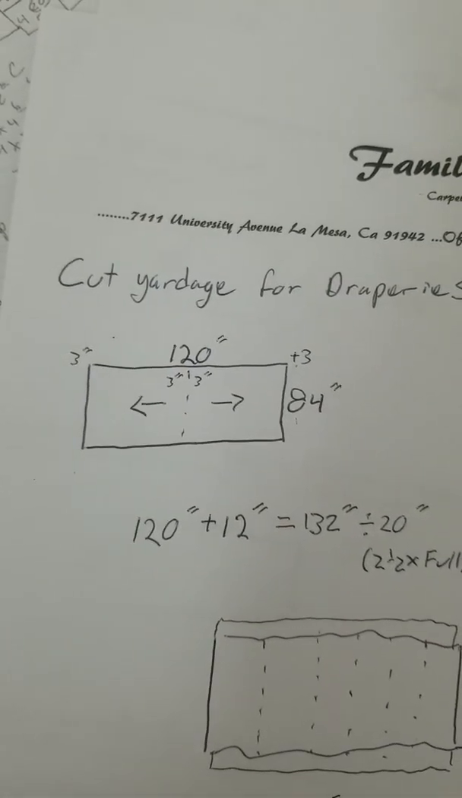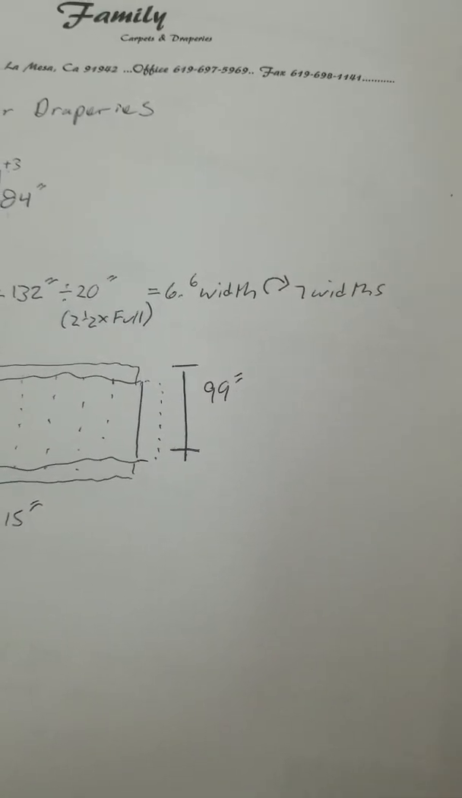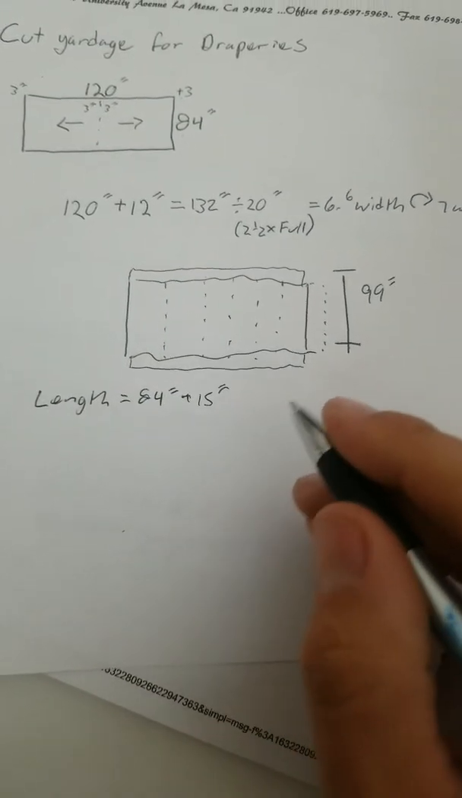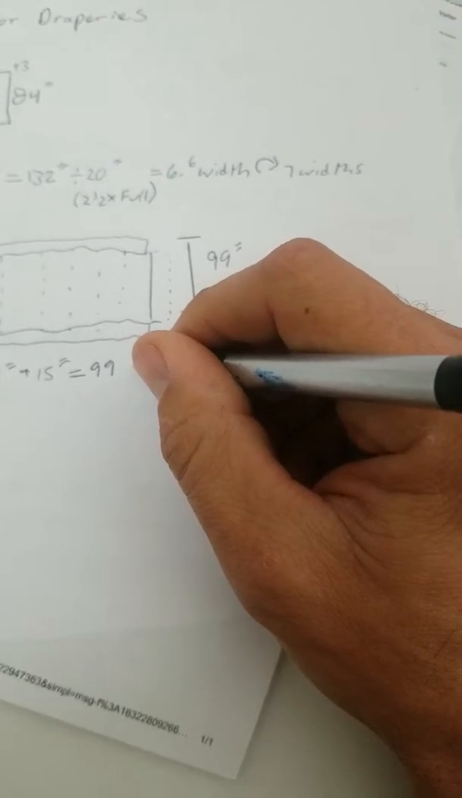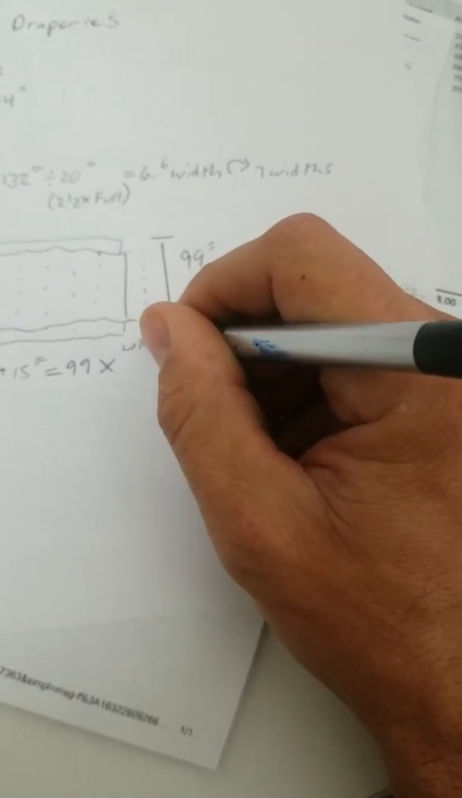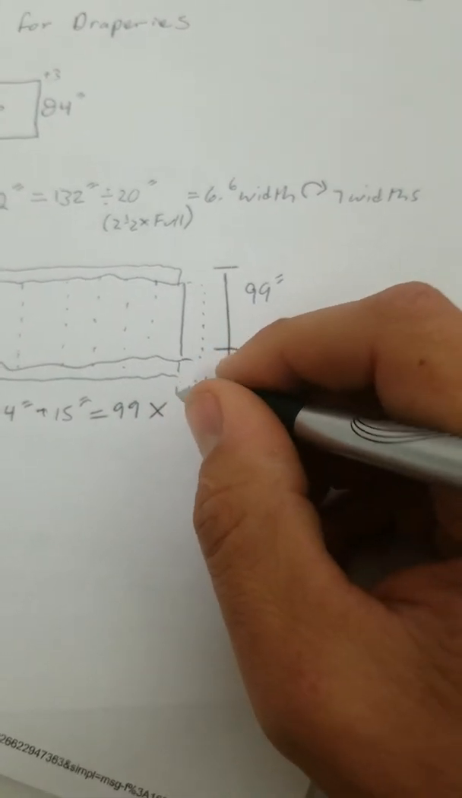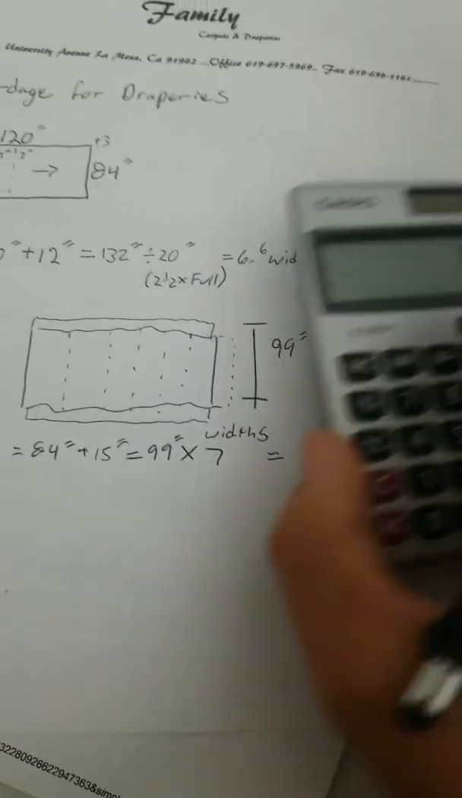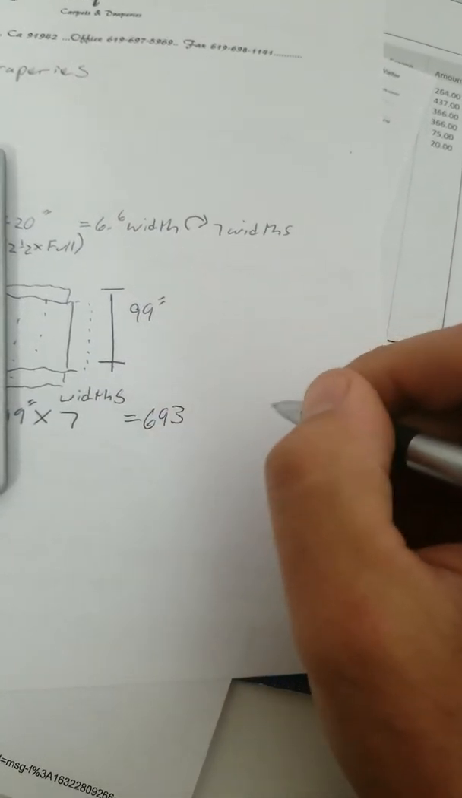Now we're still looking at a 120 by 84 inch finished product. That's what the client wants. But we've got to order this much fabric to be able to create the drapery properly. So we're going to take that number, which equals 99, and times that by the amount of widths. How many widths do we have? We have 7 widths. So 99 inches times 7 equals 693.